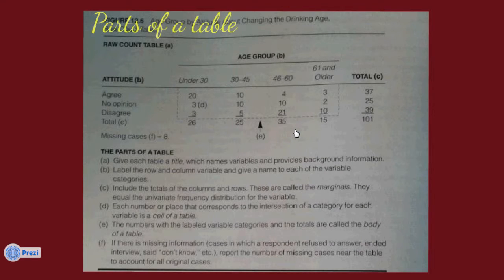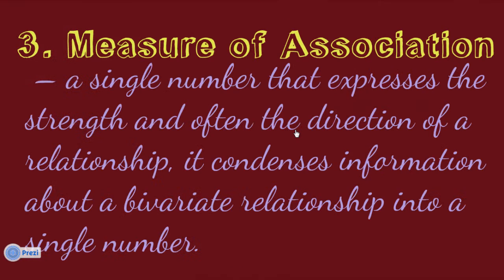The last one is the measures of association. The measure of association is a single number that expresses the strength and often the direction of a relationship. Multivariate analysis.